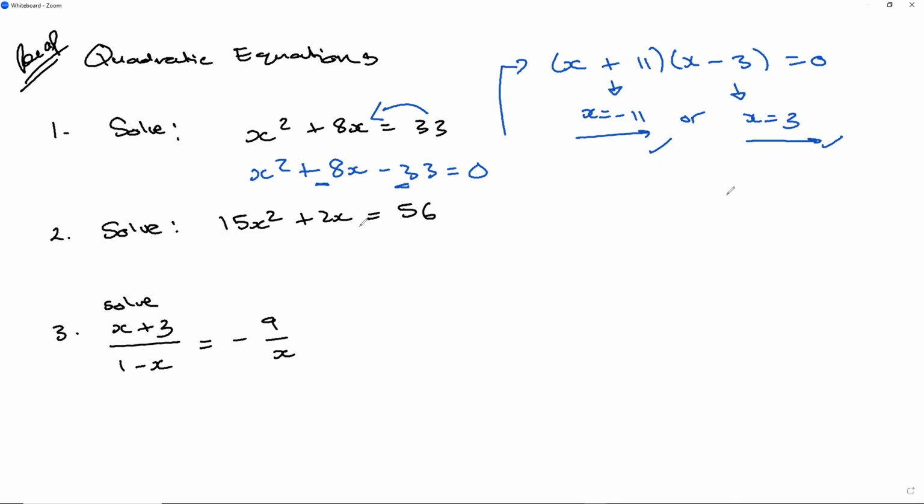The next thing, I move 56 over. I got 15x squared plus 2x minus 56 equals 0. Can I divide this by 2? No. I can't divide by 3 either. So I've got to factorize this somehow. Does it even factorize is the next question. Let's suppose I took 5 times 3. So I put 5x here and I put 3x here. And I'm just guessing over here.